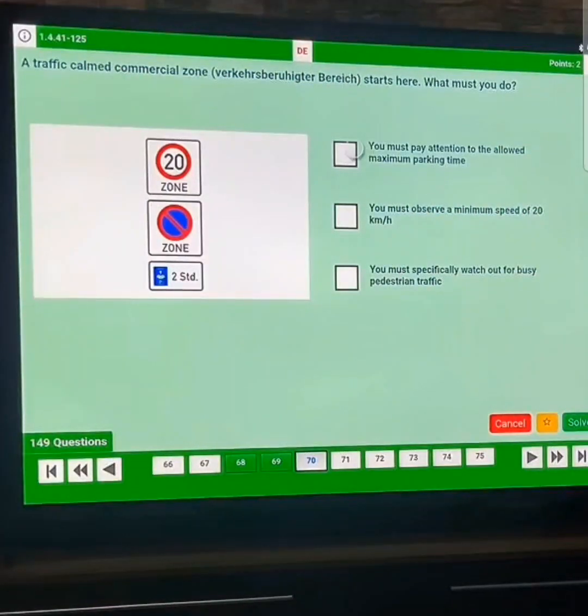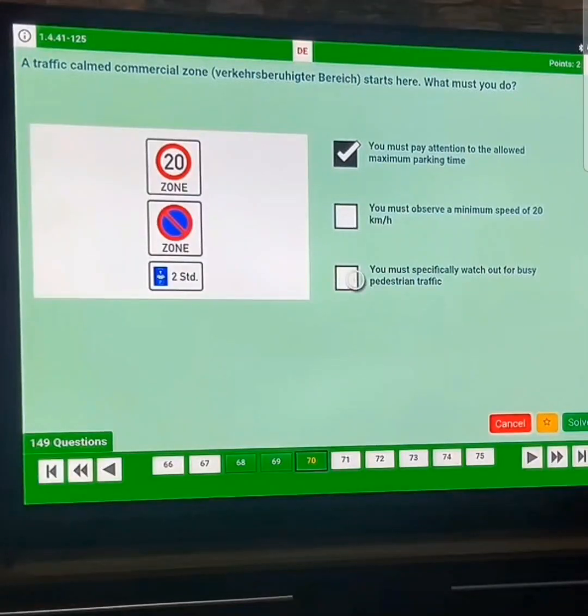God bless you. So let's go to the question here. A traffic calmed commercial zone, Verkehrsbereich, starts here. What must you do? You must pay attention to allowed maximum parking time. Yes. You must observe a minimum speed of 20. It's not minimum. It is maximum. Don't let the English confuse you. So number 2 is not correct.